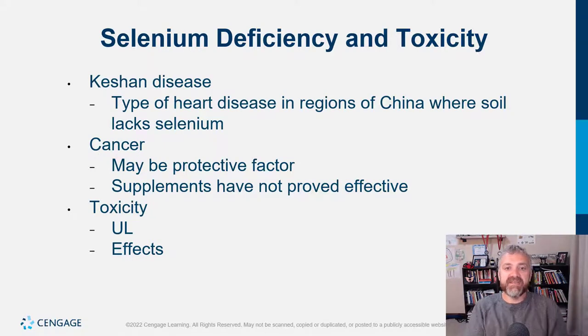So, selenium deficiency and toxicity. The deficiency would come from living in parts of the world where the soil doesn't have selenium, so parts of China would be a good example. Keshan disease leads to heart disease. Cancer, it may be a protective factor, but when we found out that selenium is important in detoxification as an antioxidant, we thought, hey, let's just crank the levels up and nobody will get cancer. It hasn't worked, right? You have to make sure you get enough of it. Maybe an optimized intake, not barely meeting the RDA, but supplementing with high doses just really hasn't panned out yet. Toxicity can lead to some bone issues and other things too, but it's pretty rare.